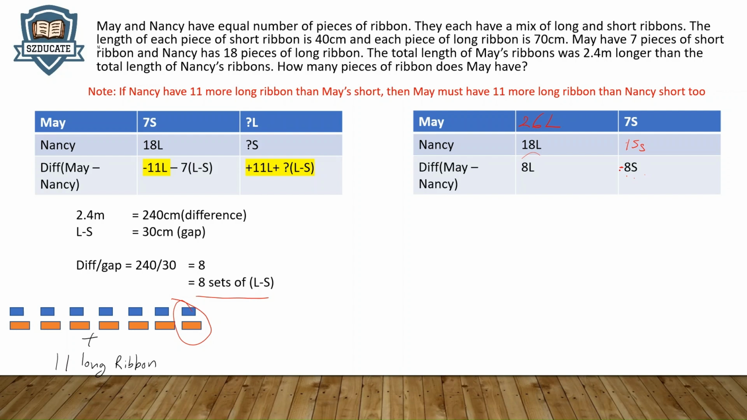Okay, and that's the answer. The answer, what did they want? How many pieces of ribbon does May have? Very simple. We just take 26 long plus 7 short, and we get 33. If you do the same for Nancy, 18 plus 15, you will also get 33, and that will satisfy the question of equal number of pieces of ribbon.